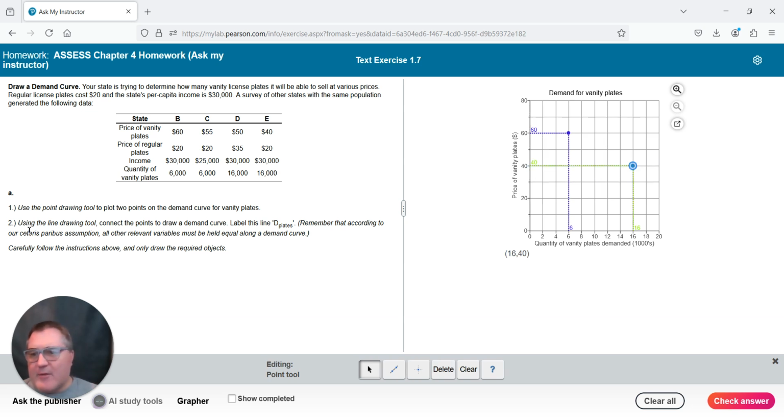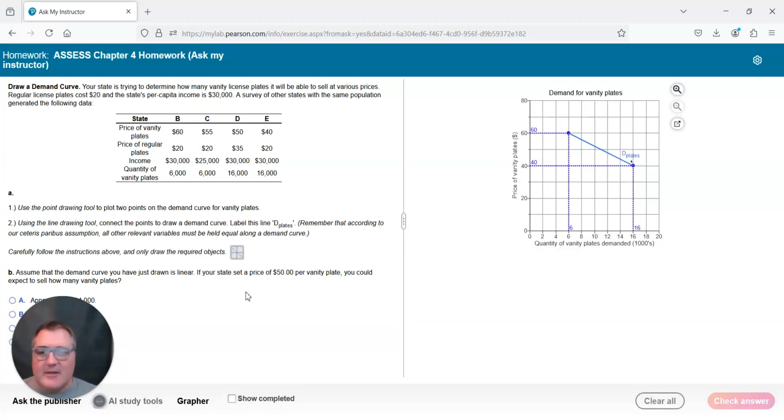We're not done yet, we have to do two. Using the line drawing tool, connect the points to draw the demand curve. Label this line D plates. Remember that according to the ceteris paribus assumption, all other relevant variables must be held equal along the demand curve, right? So they're basically telling you that's why these 2 points are the only ones we have. Okay, so we'll draw the demand curve, and the demand curve is just the line from the 2 points, right? And then we add the label. That is our demand for vanity plates. Okay, so that should be correct.